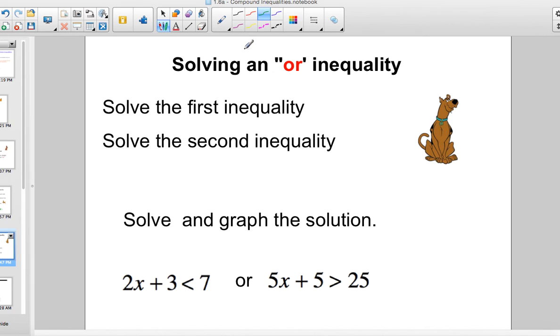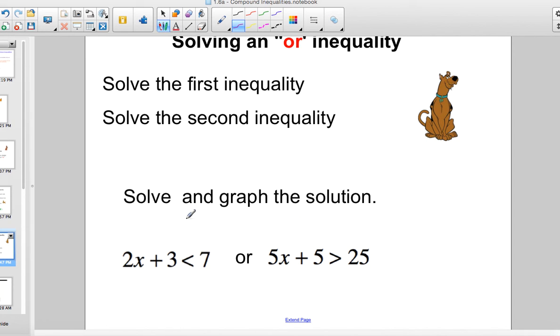All right, an OR inequality. So this is going to be the ones where you're going all the way left and all the way right. Solve and graph this one. It even says the word OR right there for you. Kind of tells you what it is. So these ones you can't do in one step. You're going to solve them separately.